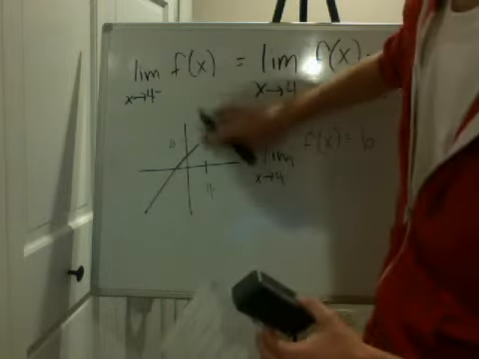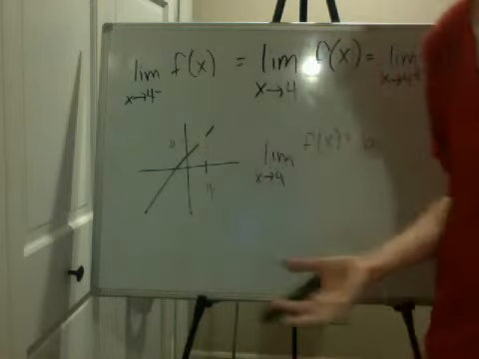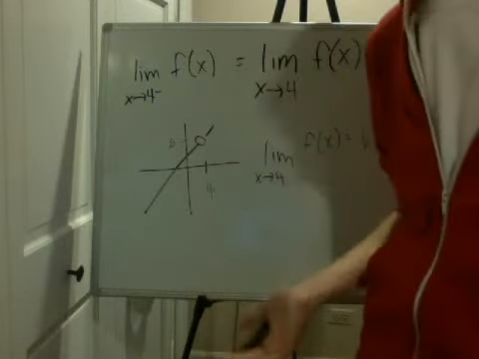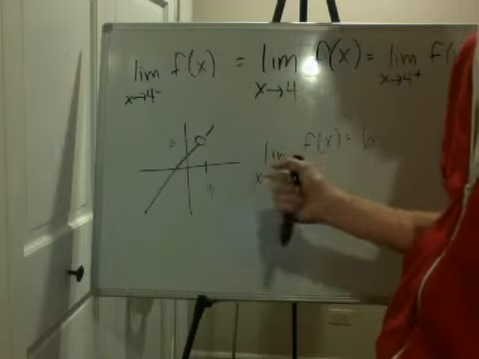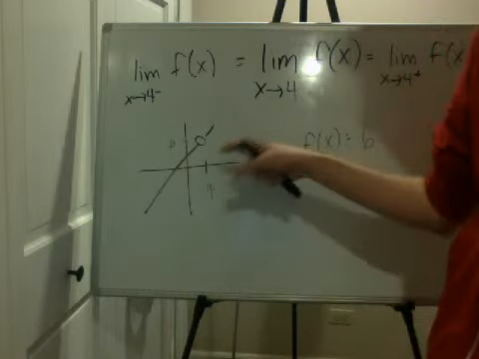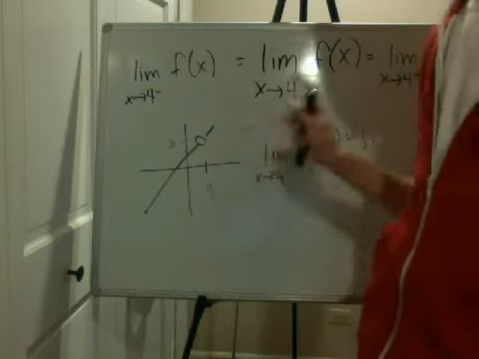Now, because we're just talking about where the limit is and not what the actual value is, there could be a hole or a point of discontinuity at this point, and it would still be a fine limit, because from the left and the right, they're still approaching the same spot at 6.